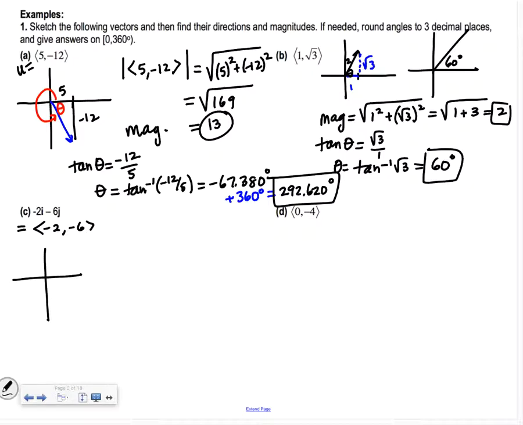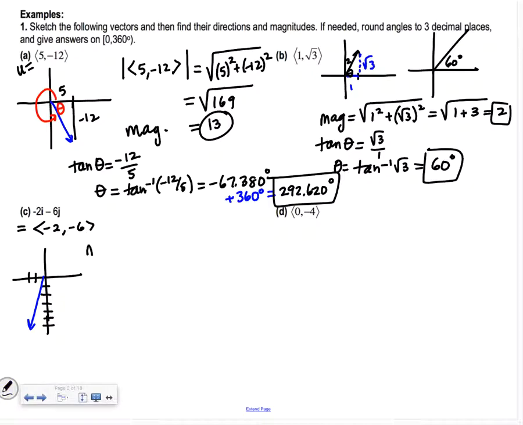So you're going to go negative 2 and then down 1, 2, 3, 4, 5, 6. So here's your vector. So what do you think theta's between? Theta's between 180 and what? 270, right? It's in that third quadrant. So we want our answer to be between 180 and 270.